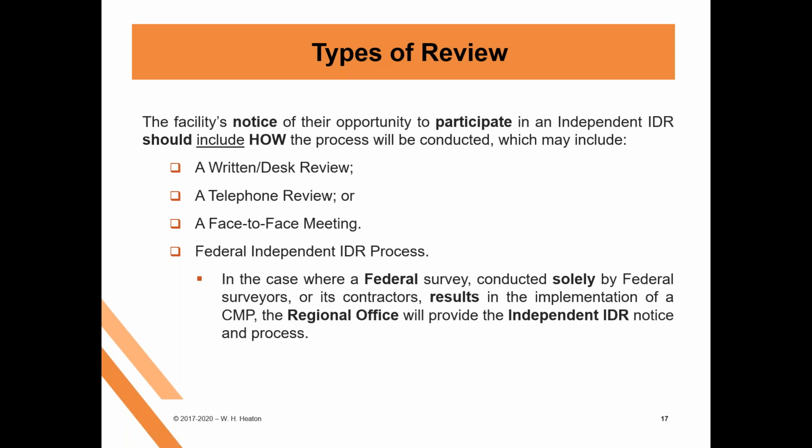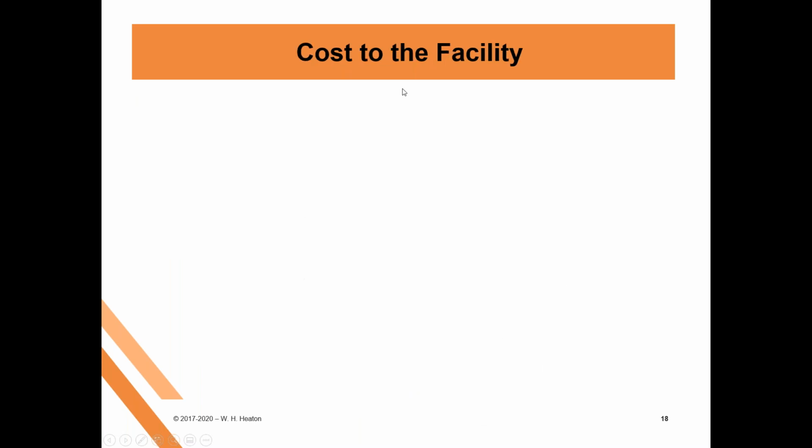This is a great example of that. You will receive the notice from the regional office because it is made by the federal surveyor. State surveyors do not participate in that. And the federal independent IDR process is a paper review only. So you have those types, and you can request which one you want.